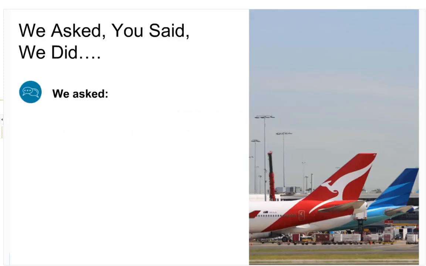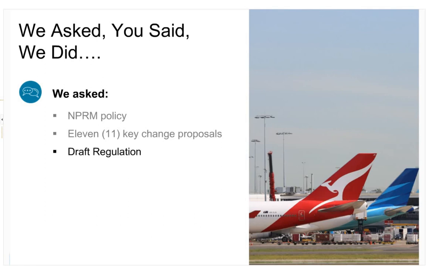So in August, through the notice of proposed rulemaking, we asked for your comments on the overall policy, which contained 11 key change proposals. These include, but are not limited to, a transition to a very simple certification structure for all aerodrome operators, and then the introduction of a scalable regulatory system based on how busy aerodrome operators were in terms of passenger numbers and aircraft movements. We also then provided you with a draft regulation and a draft manual of standards so you could review the detailed technical changes in accordance with the overarching policy.